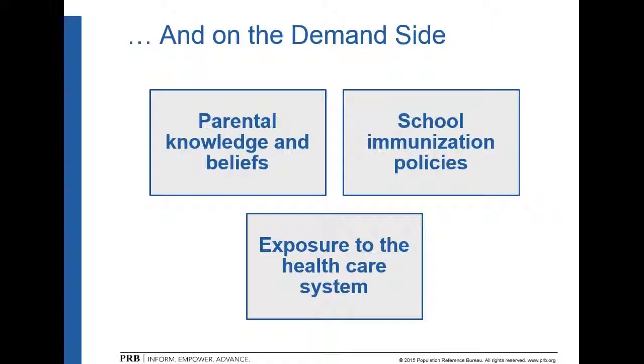And in some settings, particularly in the US, these negative parental beliefs and attitudes can also intersect with more structural factors, such as school immunization policies, which we've talked about at length already. So for example, where policies are more lax, parents with negative attitudes may have an easier time skipping out on vaccinations for their children. And then finally, it's important to keep in mind that the nature of exposure to the healthcare system can also have an effect on parents' attitudes towards vaccines.